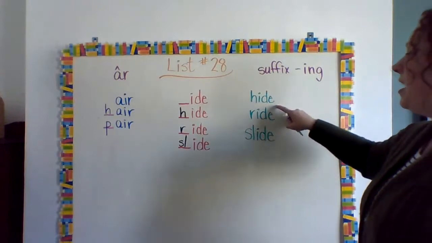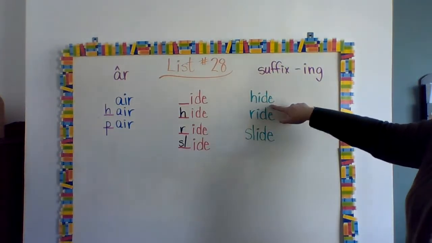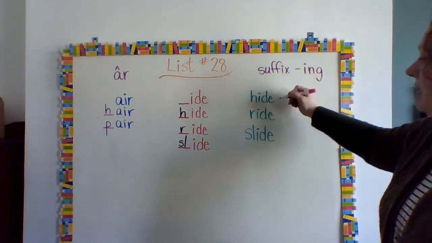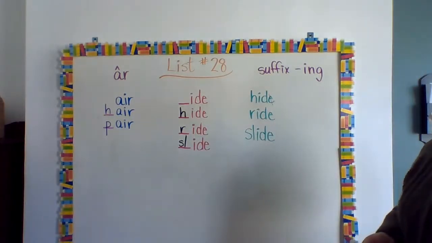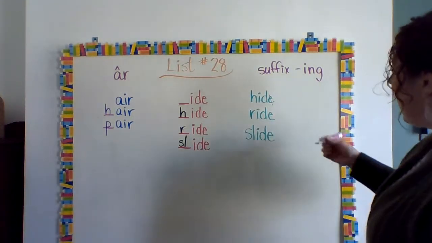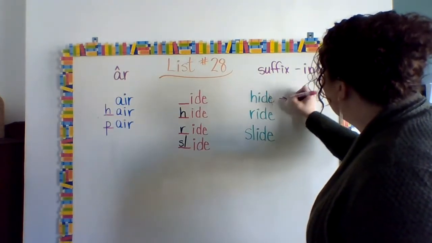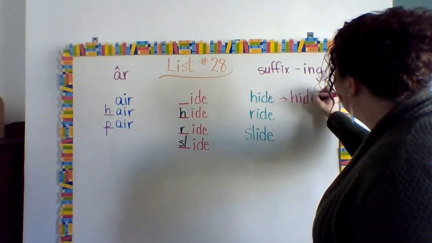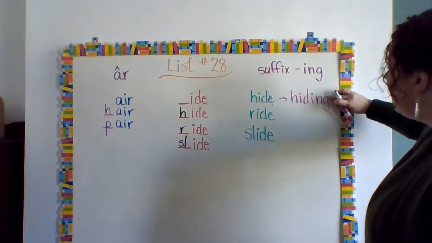Whenever a word ends in a vowel and an E, before we add the suffix, we need to drop this E. We have to say goodbye to the E, okay? And then you can add ing. So then our new word would be hiding. Okay? So it's kind of a little tricky.